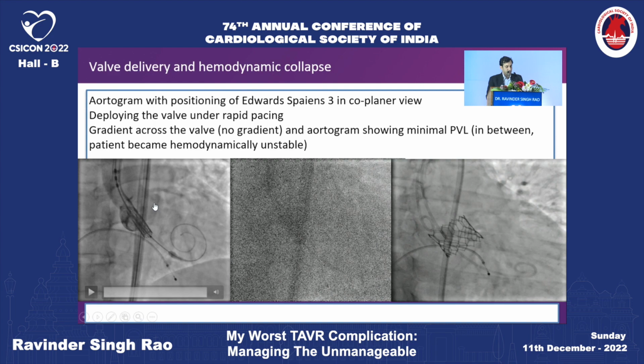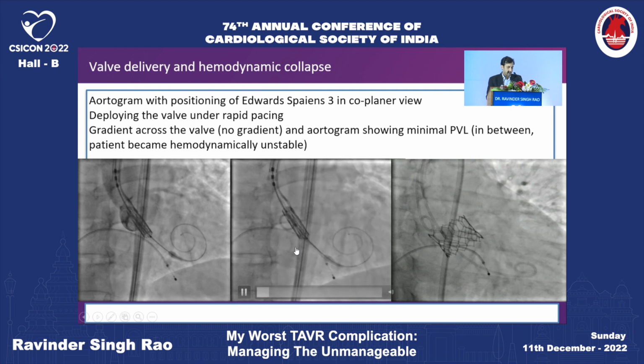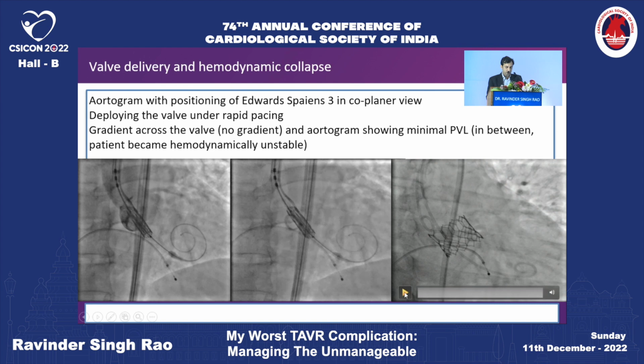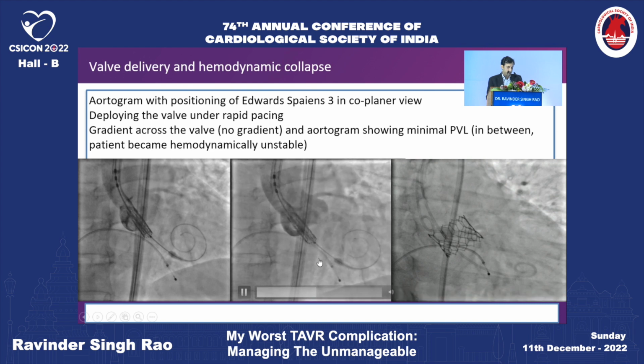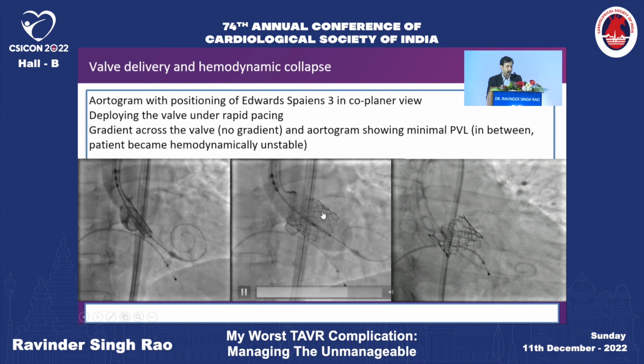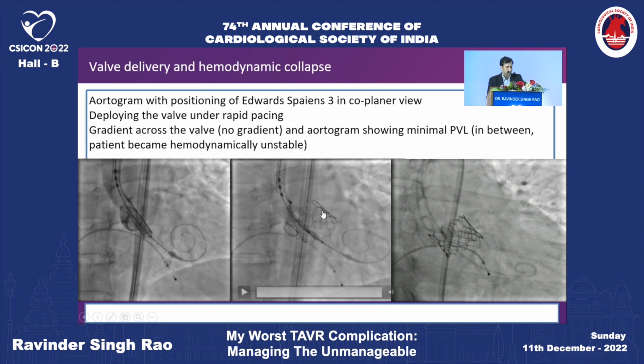Aortogram with positioning of Sapien 3 valve in coplanar view, deploying the valve under rapid pacing. And we would jail our pigtail in the non-coronary sinus. Pace at 180, let the blood pressure drop, and gradually inflate the balloon. So you can see when the valve is being deployed, there is a lot of parallax in the valve. We see this type of situation sometimes in bicuspid anatomy where the parallax is there in the valve frame, but no parallax in the annulus.